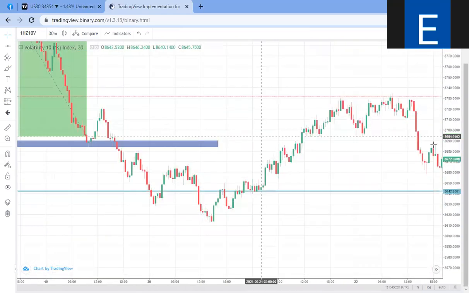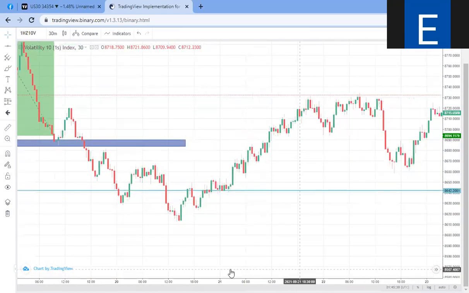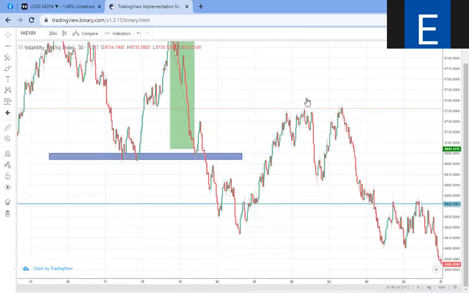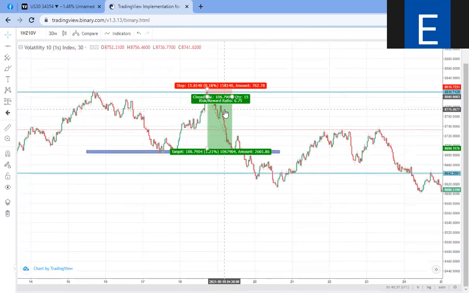Something similar here as well. I actually took a long here. This was when I got so upset and I withdrew my money. After closing out this trade and losing, I lost 2, 3, 4, 5 trades in a row after these wins.